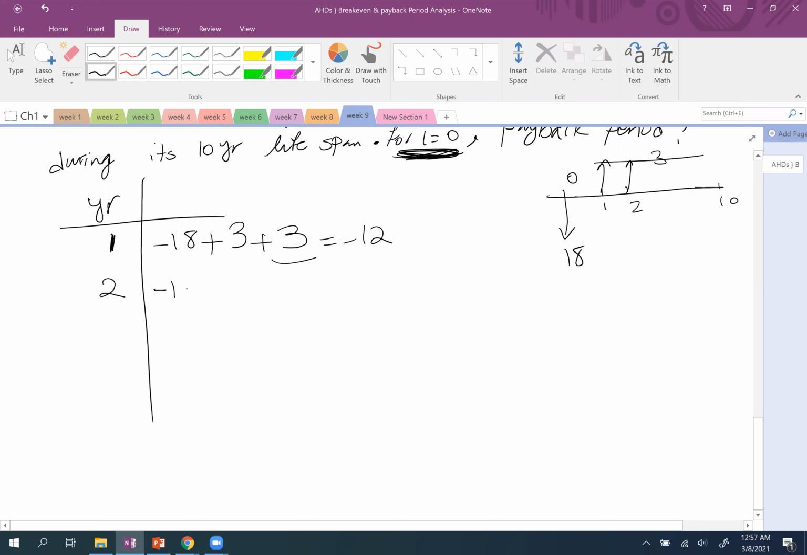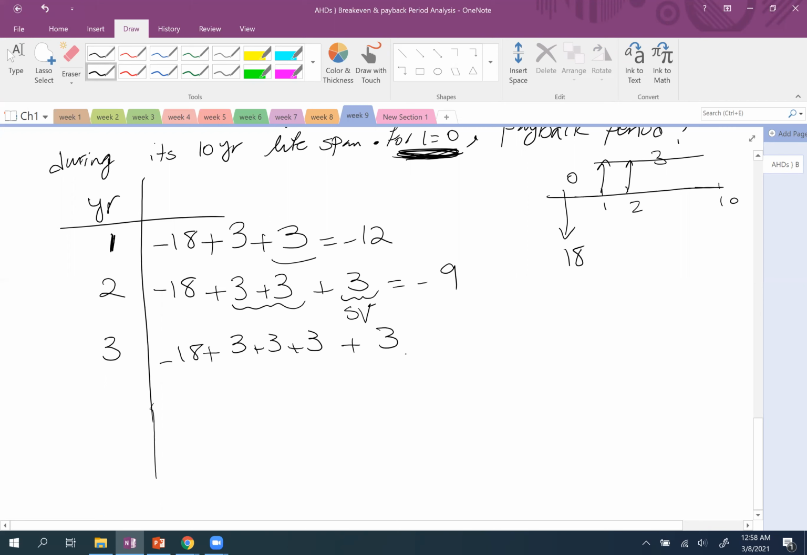Again, I spent $18 million at the very beginning. For 2 years, each year will give me $3 million plus I have a $3 million, which is our salvage value, and it will be negative 9. If I want to keep it for 3 years, it will be negative 18 plus 3 plus 3 plus 3, plus, if I want to sell it over here, I will have a salvage value of 3, so it will be negative 6.